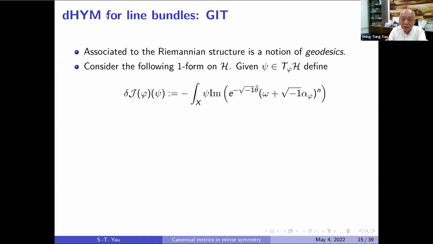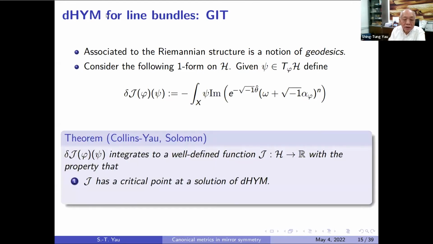Actually, this kind of notation appears in my proof of the Calabi conjecture. This one form integrates to a well-defined function on H with the property that it has a critical point exactly at the solution of deformed Hermitian-Yang-Mills. So a point in H that is a solution of deformed Hermitian-Yang-Mills will be a critical point for this functional. Also, this functional will be convex along the smooth geodesic in H. So this is very good: the functional is convex along geodesics, and it has a critical point exactly at those solutions of deformed Hermitian-Yang-Mills.